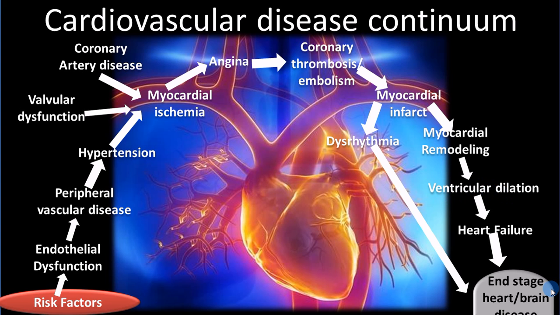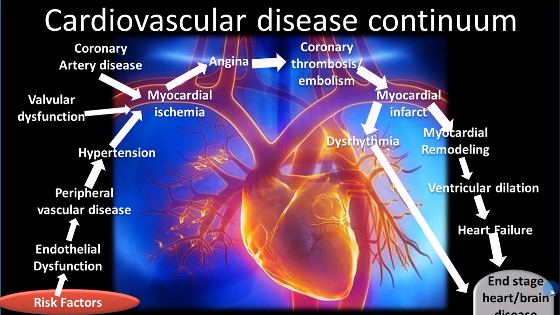So ventricular dilations, talking about how the muscle doesn't contract as well, it doesn't stretch as well, so you actually start seeing a change in the overall structure of the heart, which leads to heart failure or congestive heart failure, where the heart doesn't perform as well, and then eventually what happens is end-stage heart and brain disease. So we'll talk about things like stroke, and we'll talk about what happens when you decrease blood flow, again, to the brain and the heart.